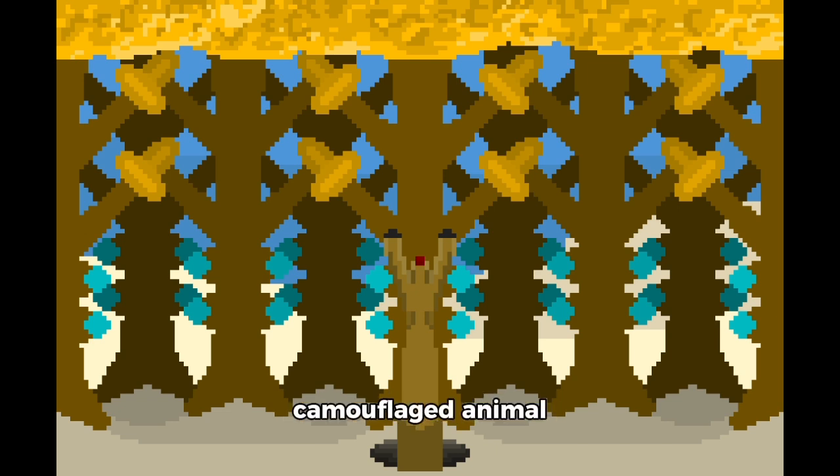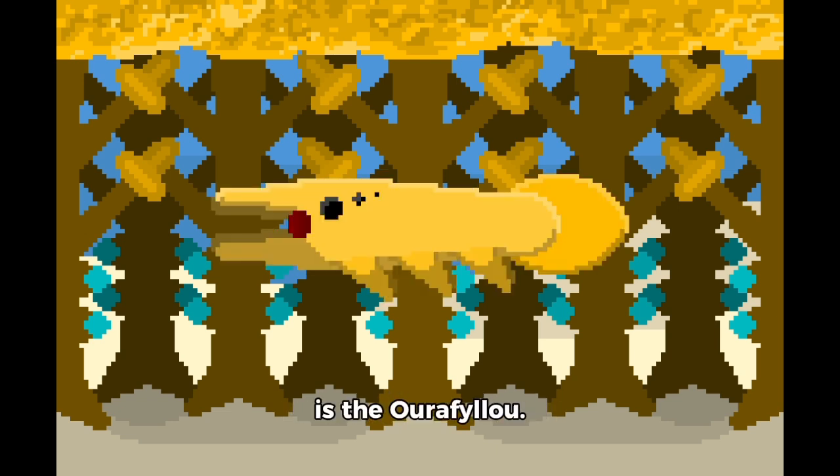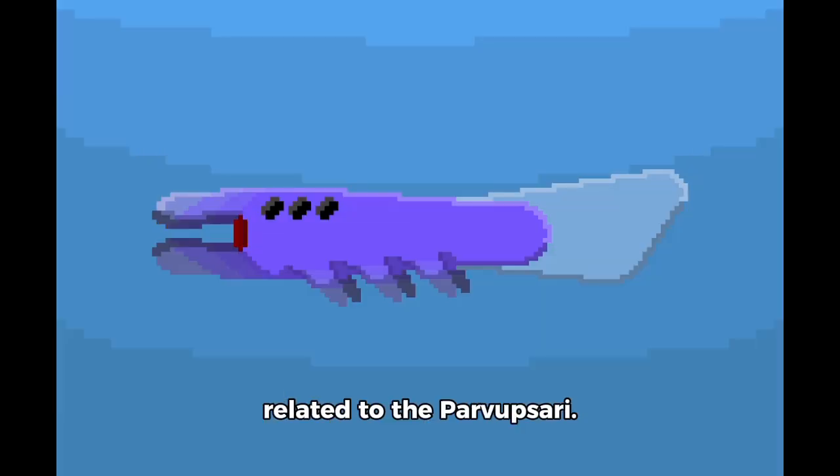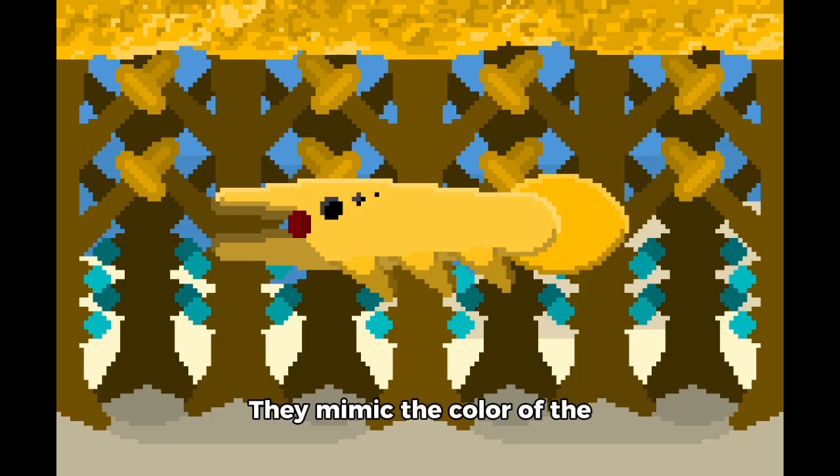Another equally camouflaged animal is the Aono. These creatures are related to the Parvipsari. They mimic the color of the arbor flava leaves, with their tail mimicking the leaf itself. This allows them to not be noticed by predators.